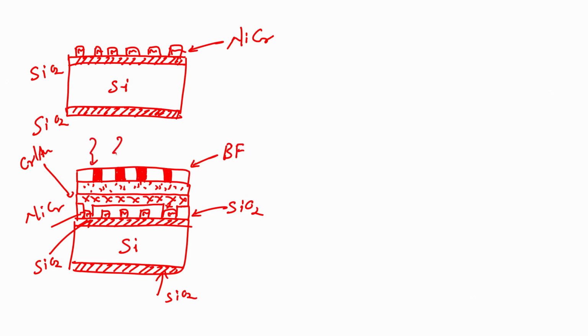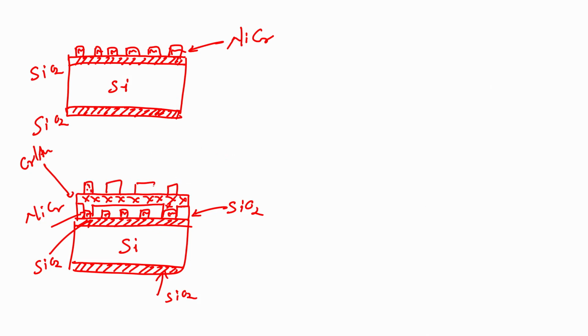After this UV exposure, we have to develop the wafer. When you develop the wafer, what will happen? The photoresist which was not exposed is stronger. The photoresist is this area.